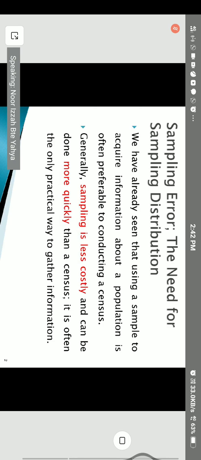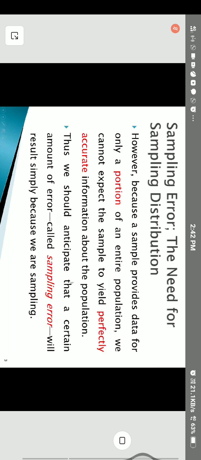Okay, so sampling is important. Although we know that when we do sampling, we tend to get some risk, it is less costly and can be done more quickly. That's why when you do sampling, you need to look at sampling error. However, the sample provides data for only a portion of the entire population.